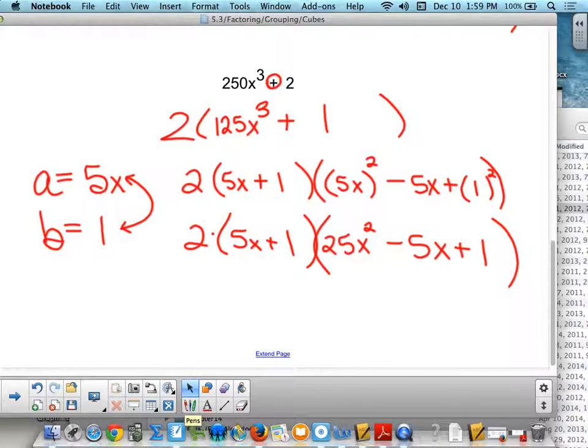The orange worksheet, do 1 through 12, and then you're done. Here, run. Orange, 1 through 12 only.